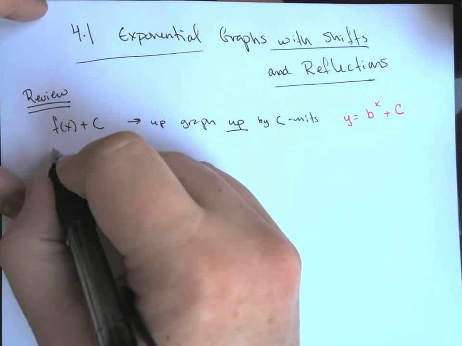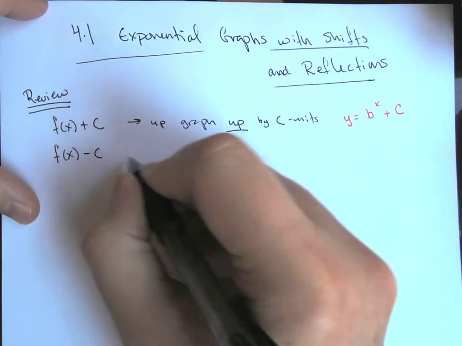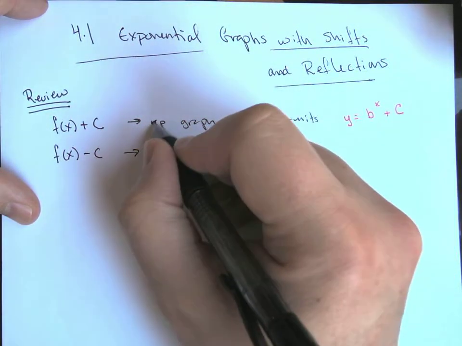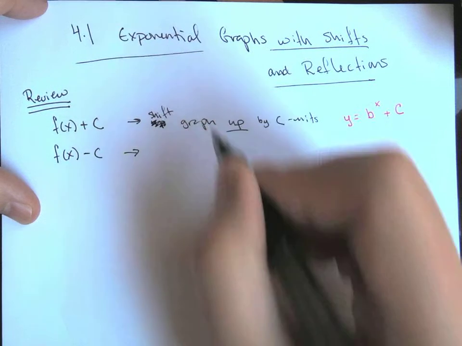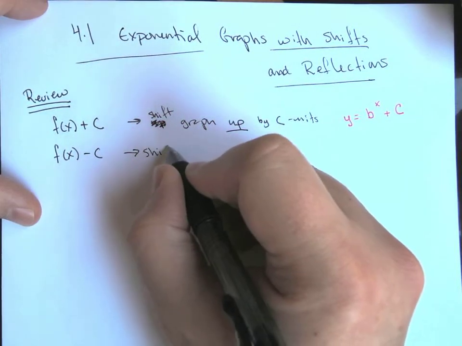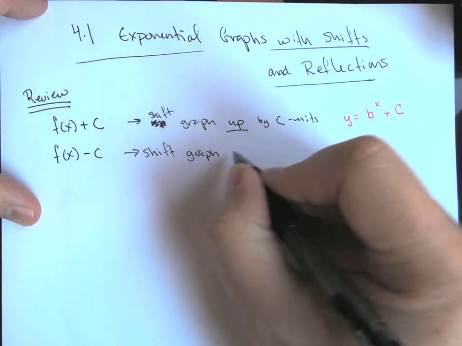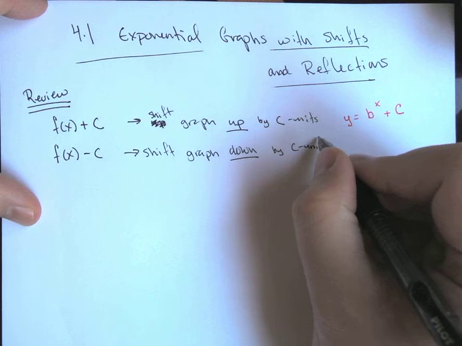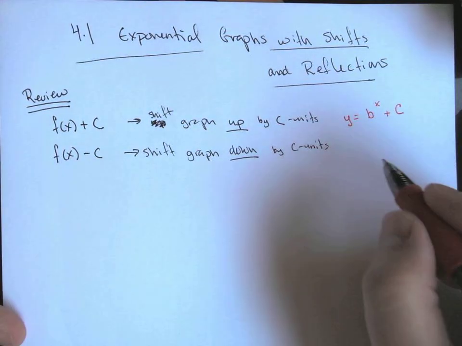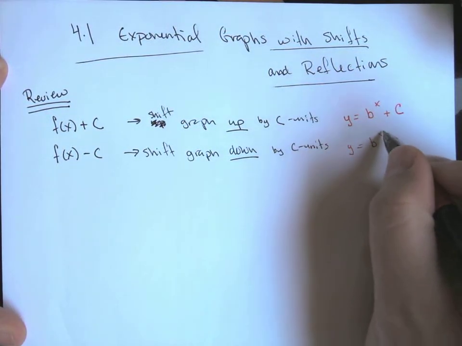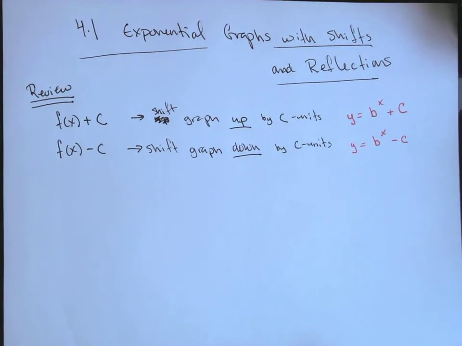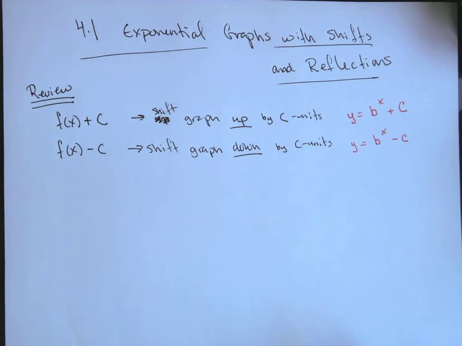If we do f of x minus c, that's going to shift our graph down by c units. And what that would look like is y equals b to the x with some sort of minus c on the end. So the addition and subtraction is just happening on the very end of the graph, after we've applied the power and gotten our results.